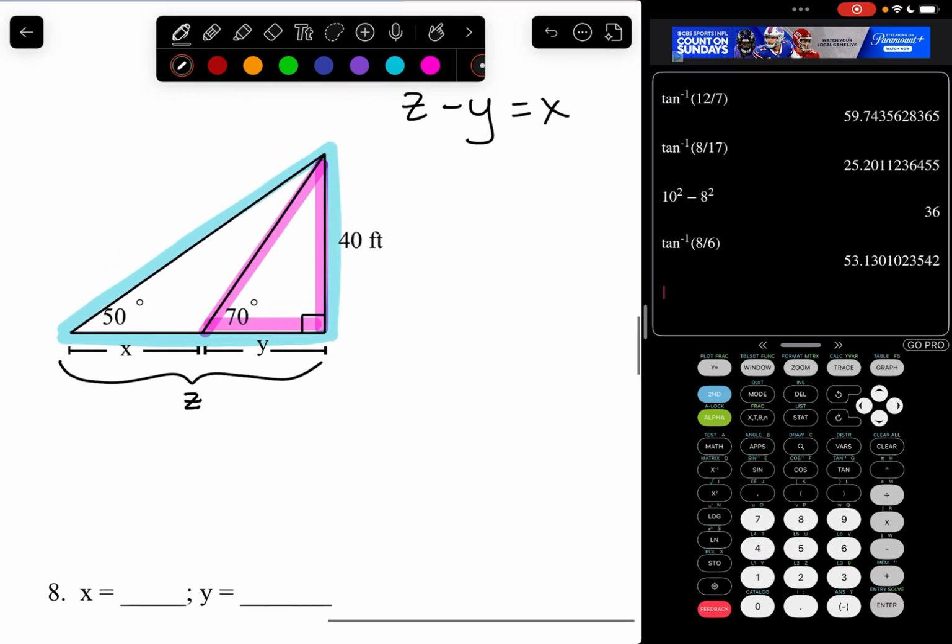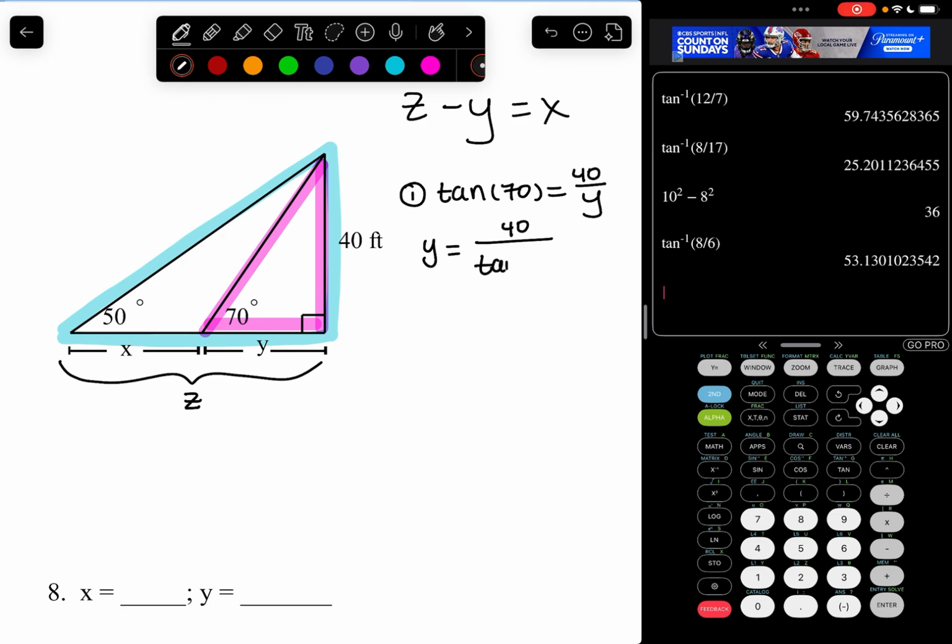So I'm first going to start with my pink triangle that has that 70-degree angle. We're going to say the tangent of 70 equals opposite over adjacent. So that's going to be opposite over adjacent. I'm going to end up with y equals 40 divided by the tangent of 70.